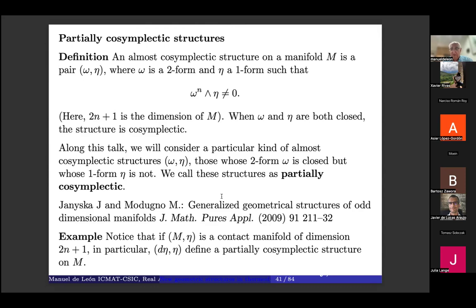And by the way, this was introduced earlier by José Janiska and Marco Modugno in a paper in the Journal de Mathématiques Pures et Appliquées. And they considered just this kind of structure, partially cosymplectic structures. In particular, if you have a contact manifold, the differential of eta is closed, but eta is not closed. So eta gives a partially cosymplectic structure. So it's something more general than contact structures.